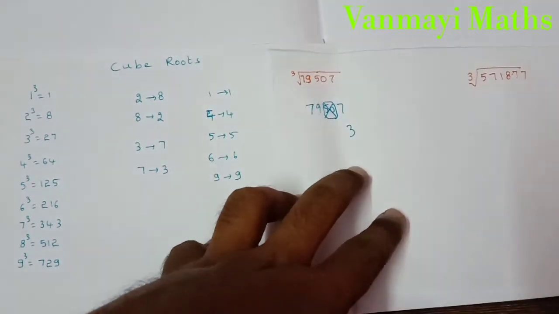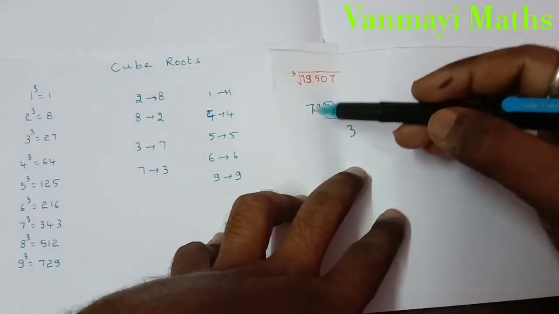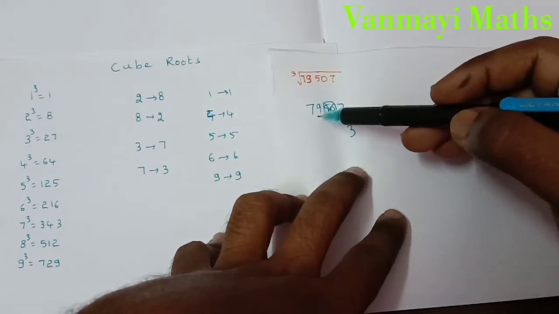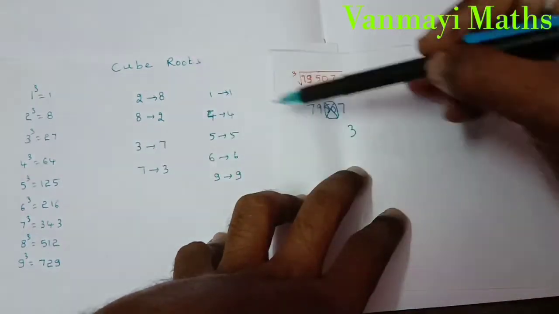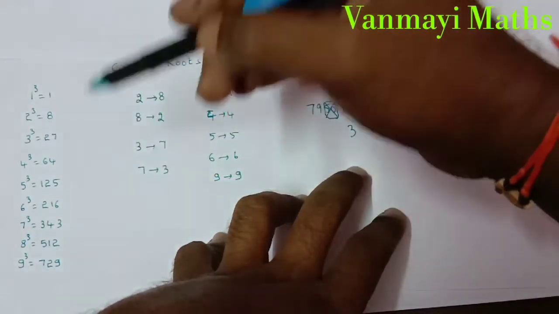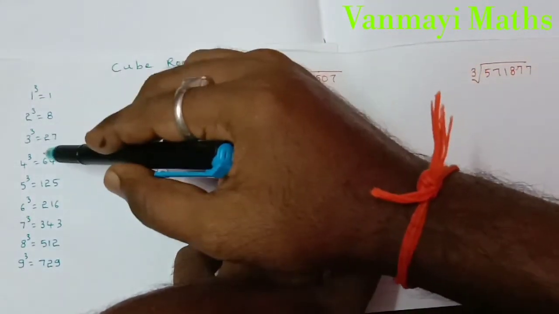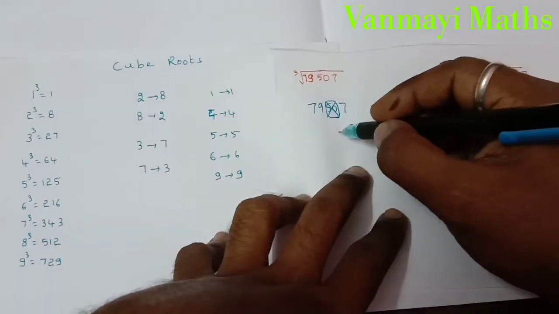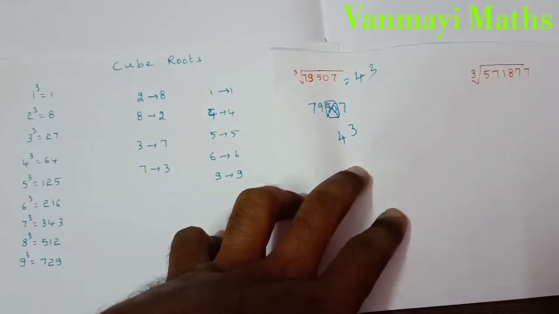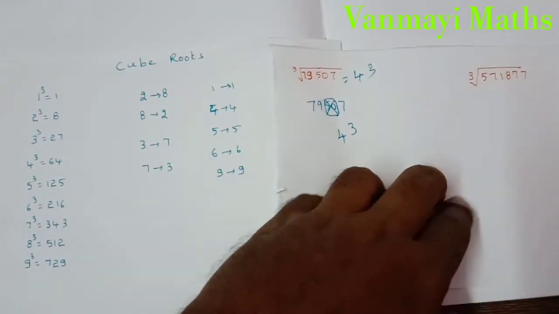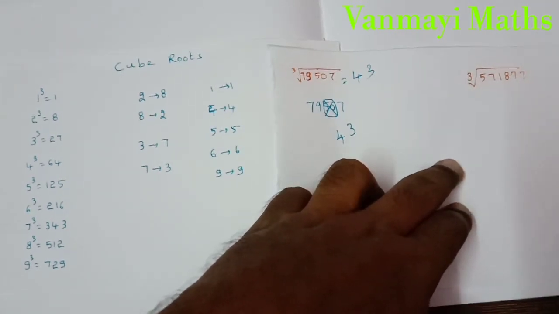In the same way, previously we have done, 79 is there. What is the nearest cube to 79? Here 64, 125. 125 is far away from 79 and it is greater. That's why we are going with the lesser one, which is nearer, 64. What is the cube root of 64? 4. So this is 43. The cube root is 43.